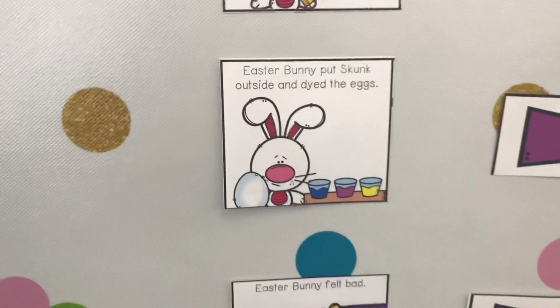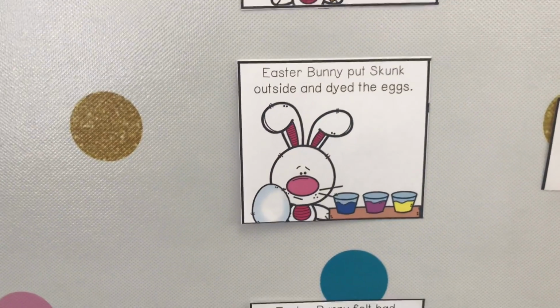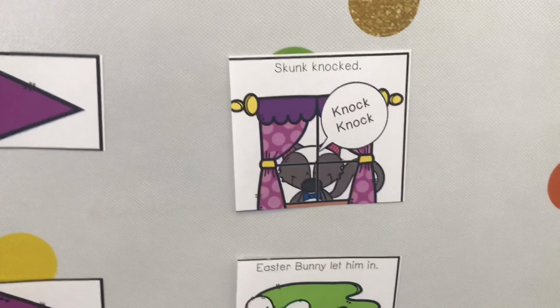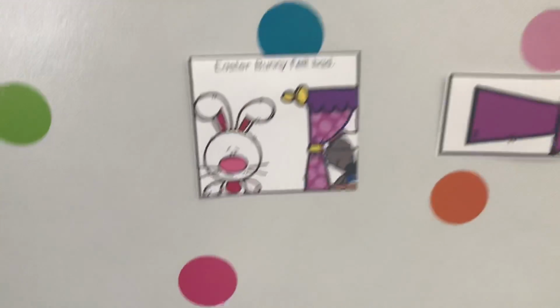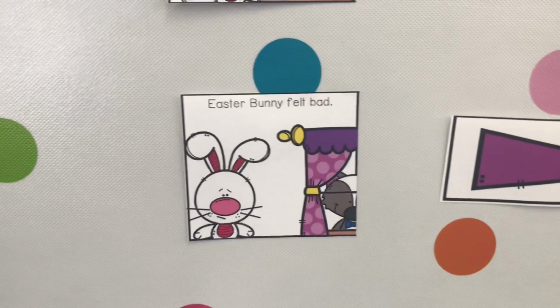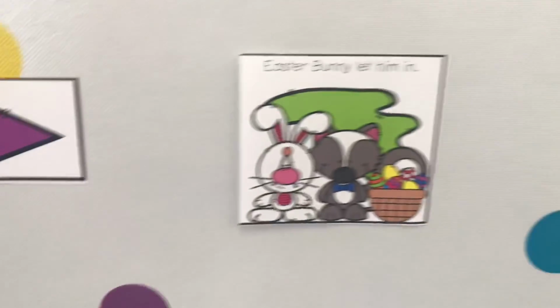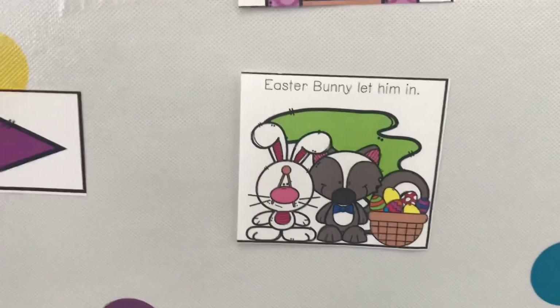The fourth cause is the Easter Bunny put the skunk outside because he smelled bad, and then he dyed the eggs by himself. And our effect was the skunk was outside knocking because he wanted to help. Our fifth cause is the Easter Bunny kind of started to feel bad that he kicked the skunk out, so he lets him back in and he puts a clothespin on his nose so he couldn't smell.